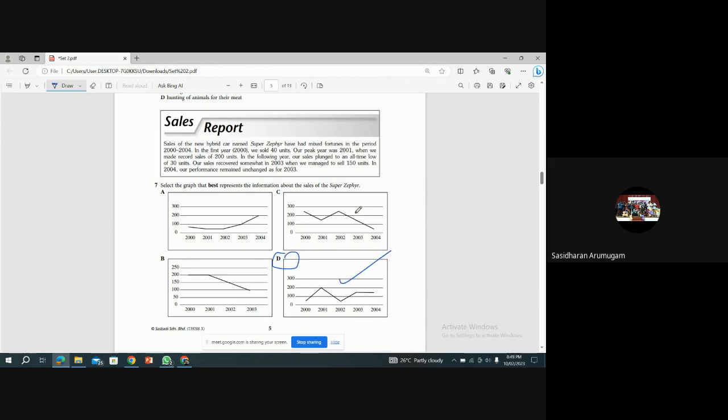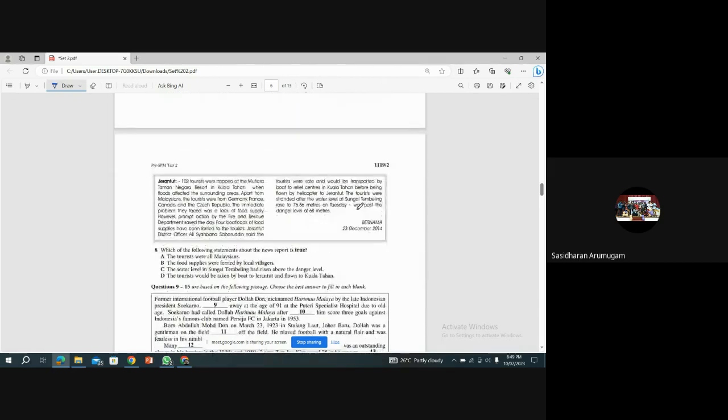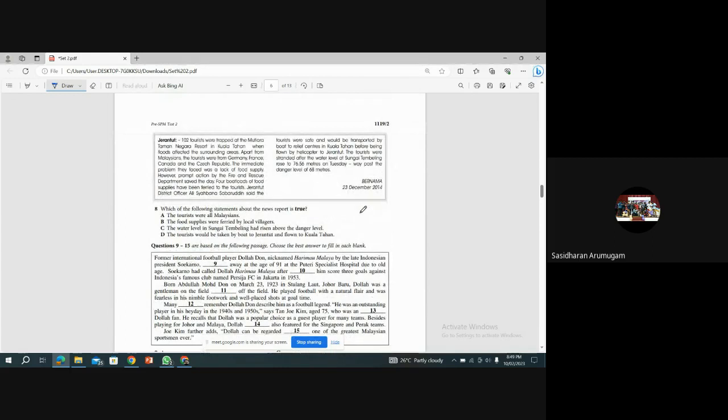Okay. Okay, for number 8. Jerantut, faham ya? 102 tourists were trapped at the Mutiara Taman Negara Resort in Kuala Tahan when flood affected the surrounding areas. Apart from Malaysians, the tourists were from Germany, France, Canada, and Czech Republic. So the immediate problem they faced was a lack of food supply. However, prompt action by the fire and rescue department saved the day.